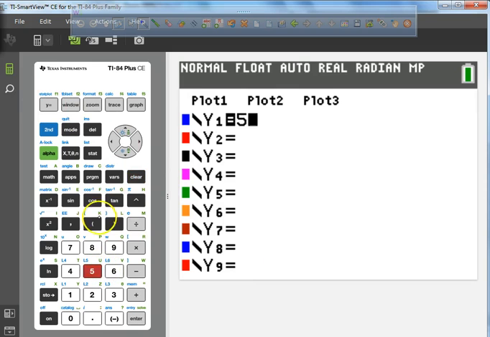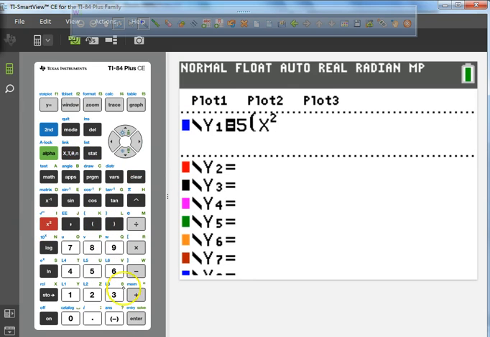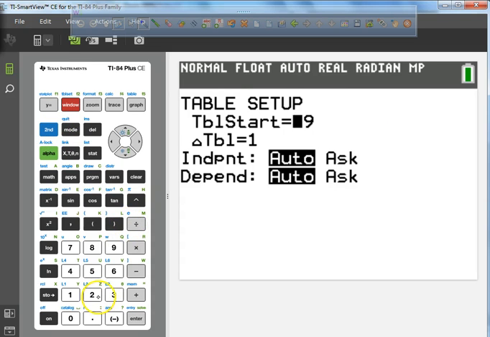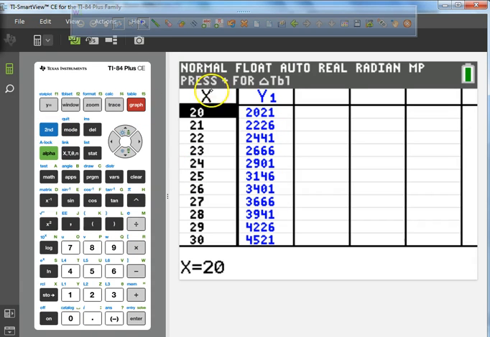What am I going to type in? 5 parentheses x squared plus 1 close parentheses plus 16. So once I type that in, what can I do? Second window. What am I going to type in? The 20. Then what? Second graph. Ta-da! Look at that.